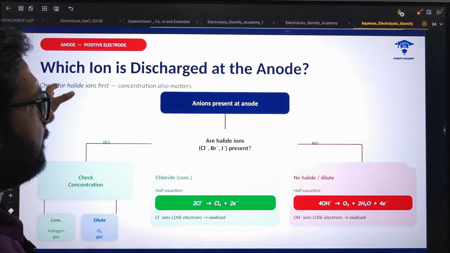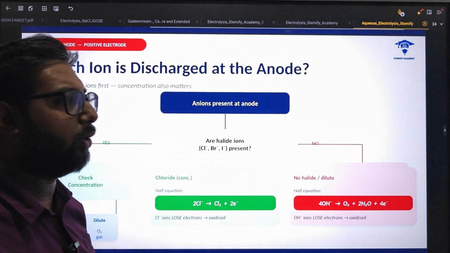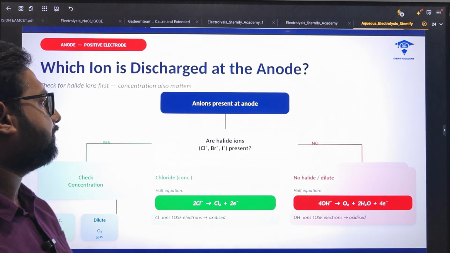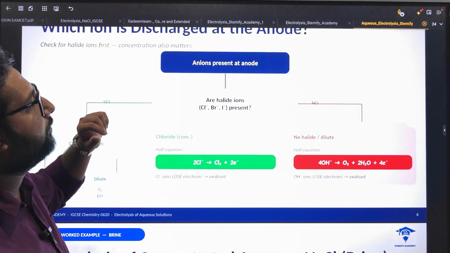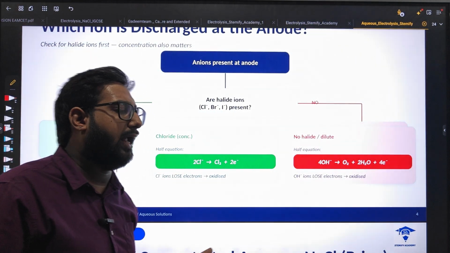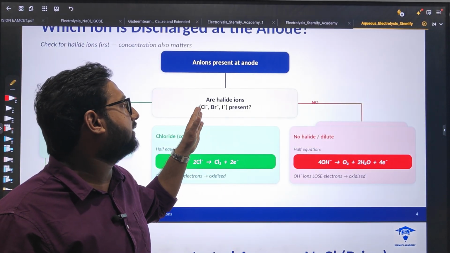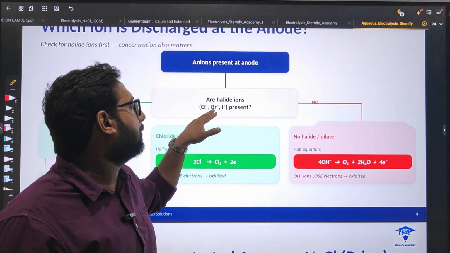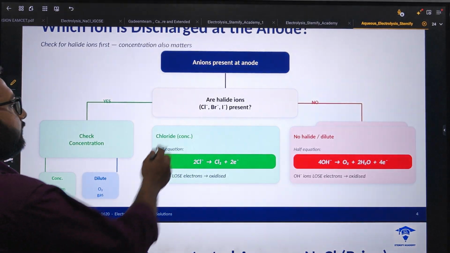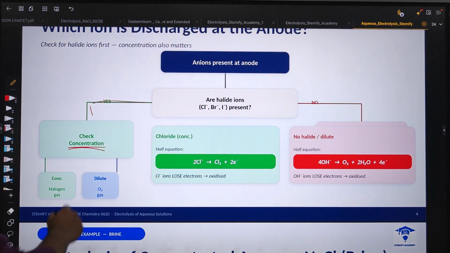Now, let us understand which ion gets discharged at the anode, right? So at anode, things are a little different. Anions present at anode can be halides like chlorine, bromine, and iodine. If you find any of these anions in the question, then you have to check for the concentration.